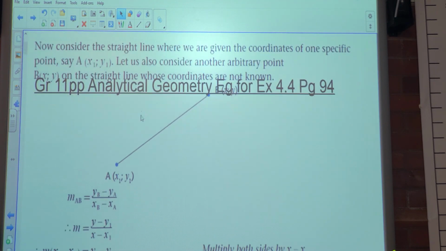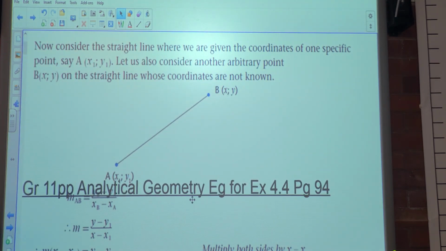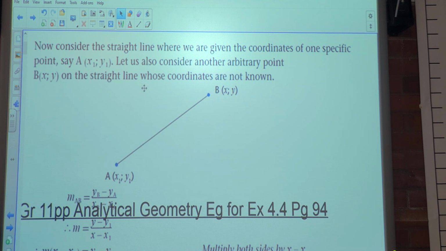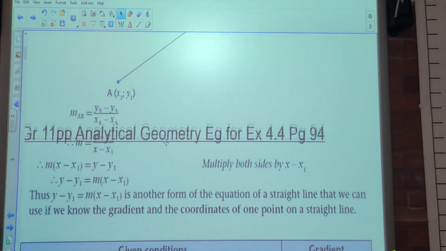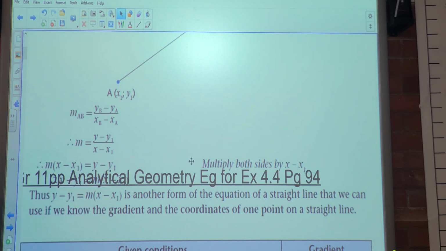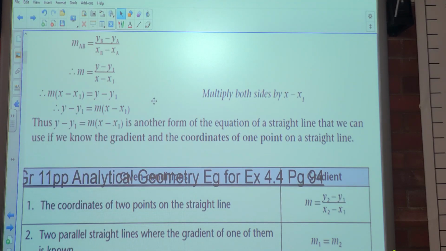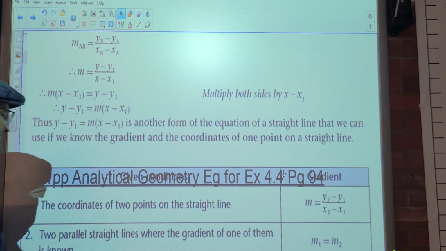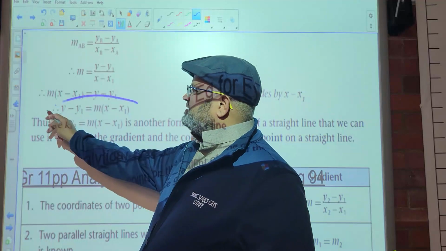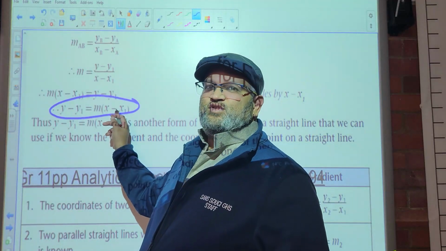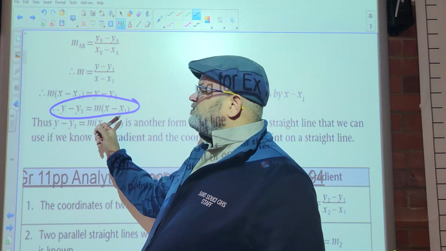Now consider the straight line where we are given the coordinates of a specific point. Say A, which is x1 and y1, and B, which is x and y. Let us now consider the arbitrary point, which is x and y, on the straight line whose coordinates are known. To calculate the gradient is change in y over change in x. But there's another way of getting the equation of a straight line graph, not necessarily standard form.